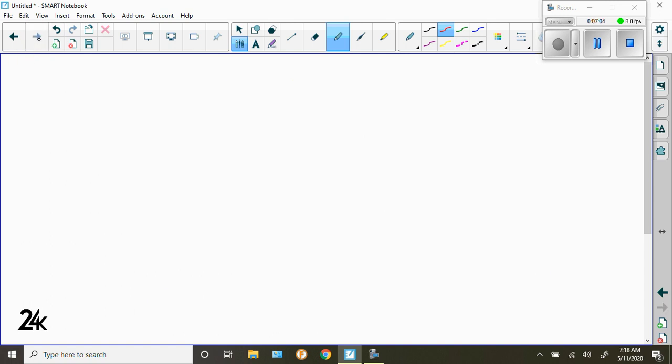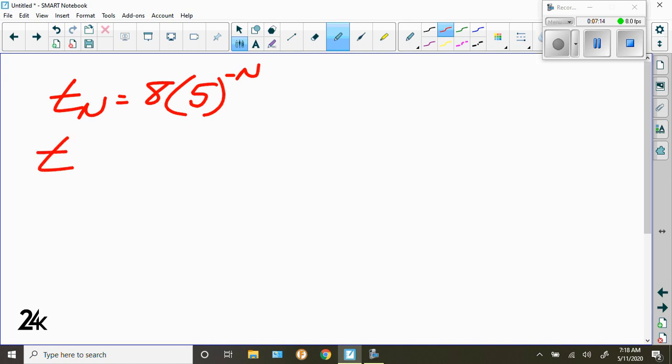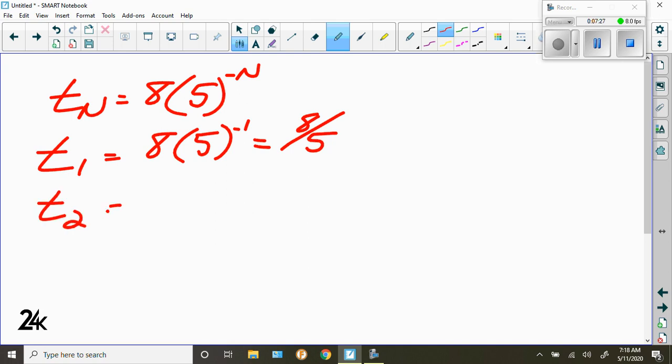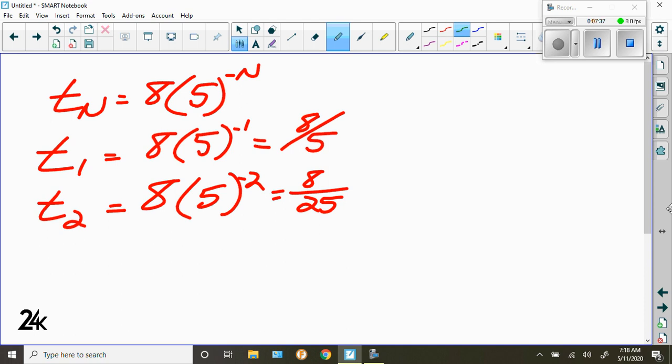Number 7. Okay, this time they said that t sub n is 8 times 5 to the negative n. So that means the first term is going to be 8 times 5 to the negative 1, which is 8 over 5. All I need is the second term. So that would be 5 to the negative 2, which would be 8 over 25. Oh, all right, I see it. R is 1/5.